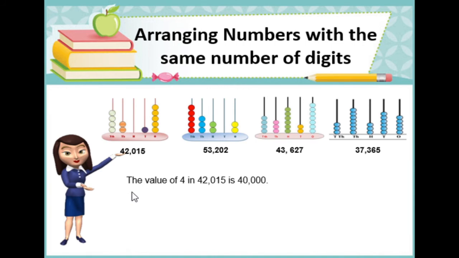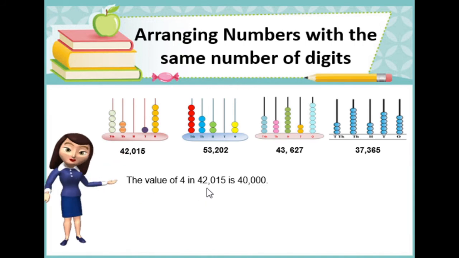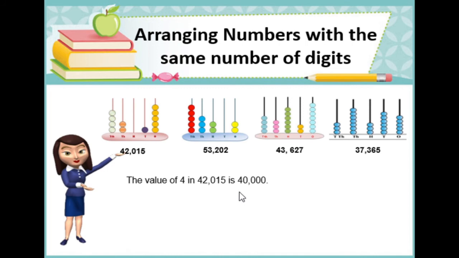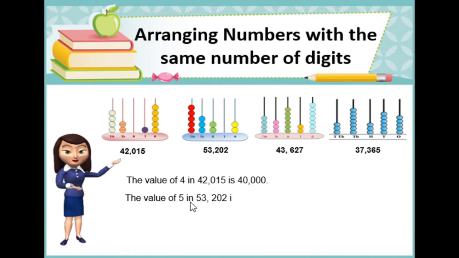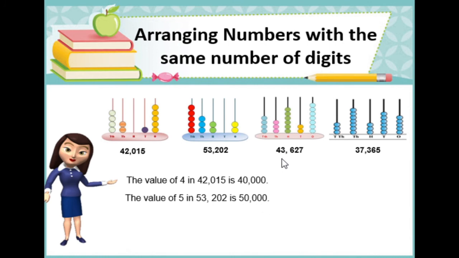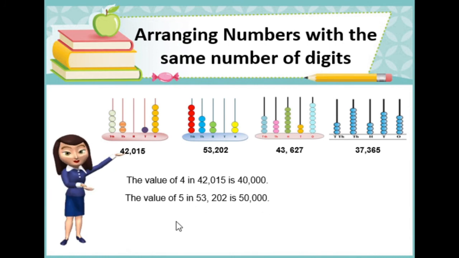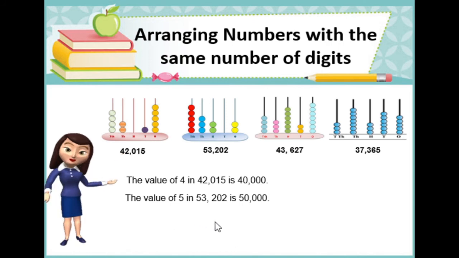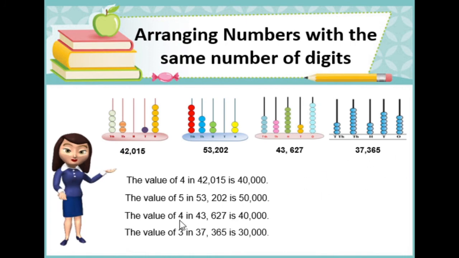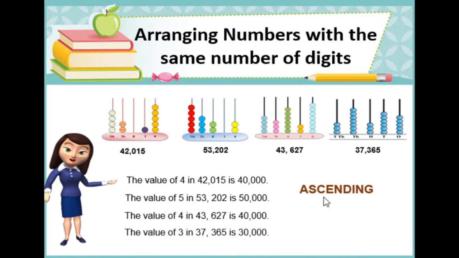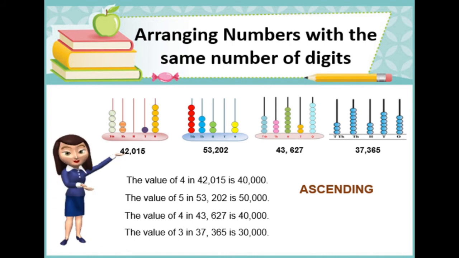Look at this. The value of 4 in 42,015 is 40,000. Next, the value of 5 in 53,202 is 50,000. Next, the value of 4 in 43,627 is 40,000. And lastly, the value of 3 in 37,365 is 30,000. When we arrange numbers, we arrange them according to 2 kinds of arrangement.